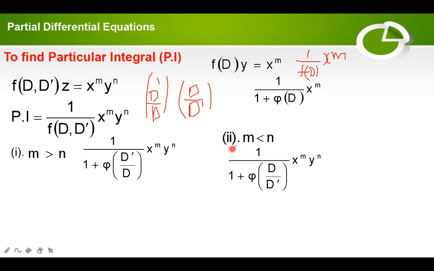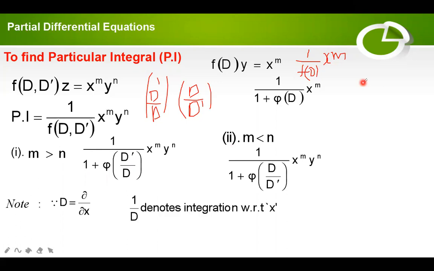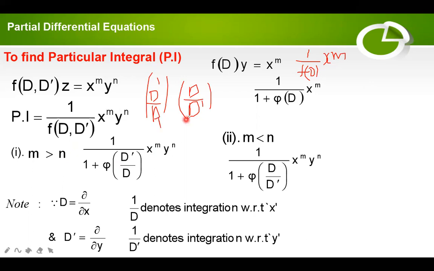In this case, what is D? D is the partial derivative with respect to x, therefore 1 by D is integration with respect to x. Remember this. Similarly, D dash is the partial derivative with respect to y, and 1 by D dash is integrating with respect to y. So first of all, depending on whether m is greater than n or m is less than n, we have to convert into one of the forms by taking the maximum order of the derivative, either D or D dash. See one example.